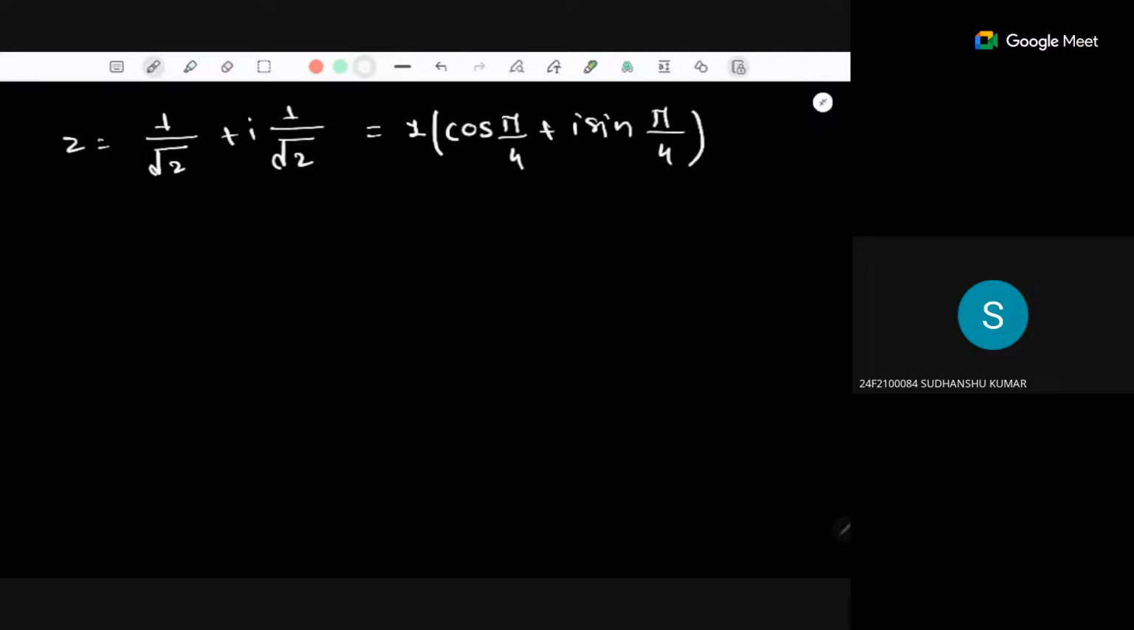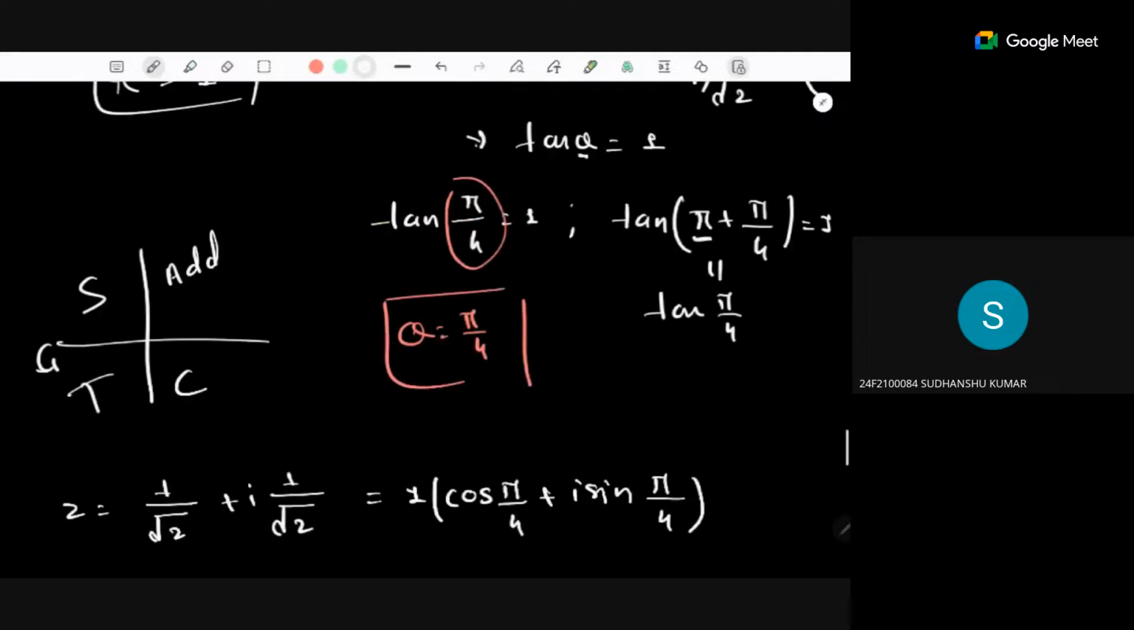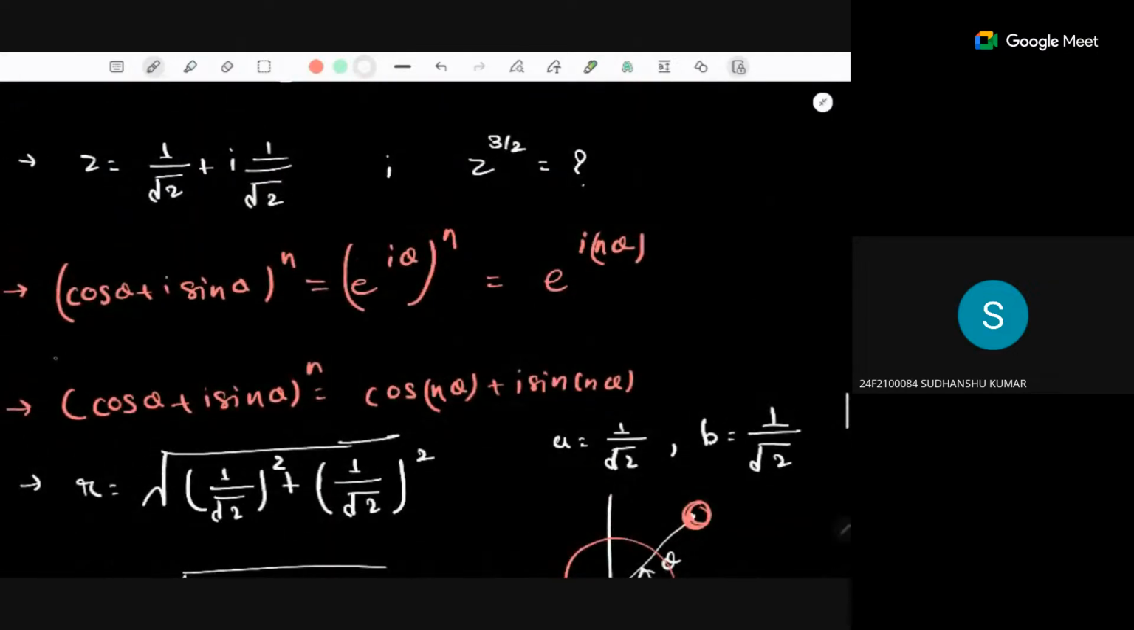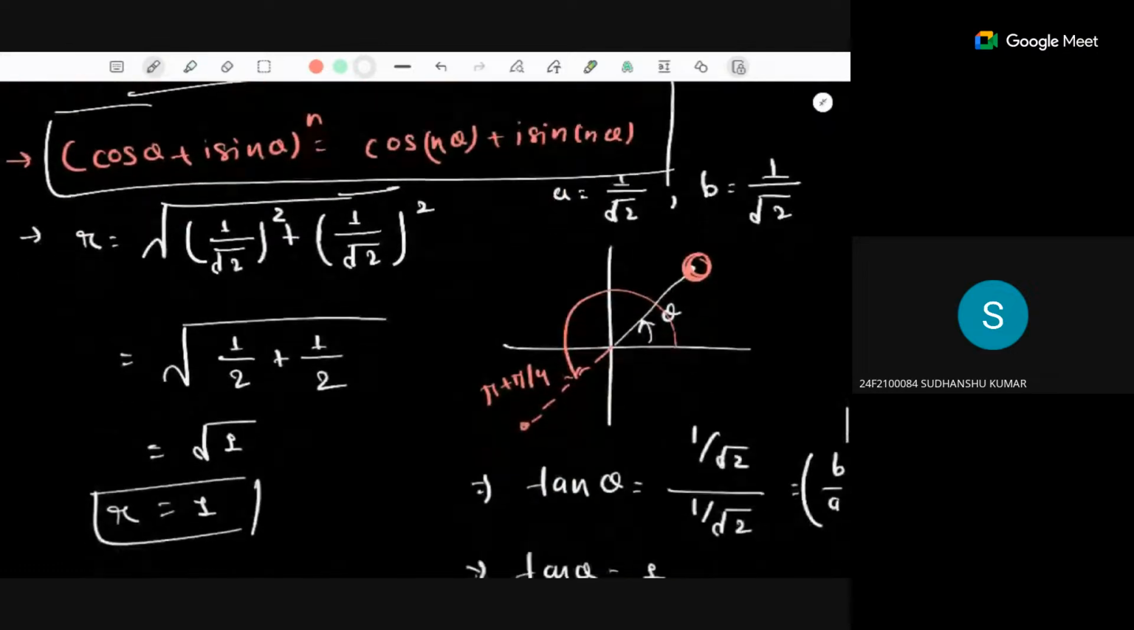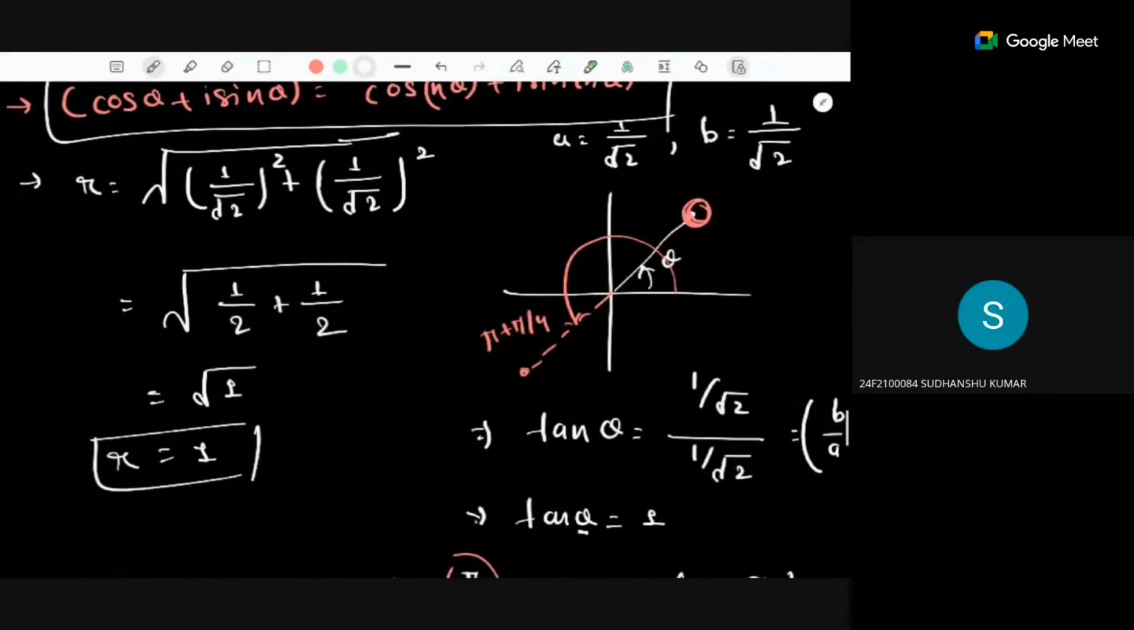Okay, now here we can use our De Moivre's formula, which says that (cos theta plus iota sin theta) to the power n is the same as cos n theta plus iota sin n theta. Is there any doubt about finding the value of theta? How will you proceed? You can find the value of theta for any complex number, right? Is there any doubt?